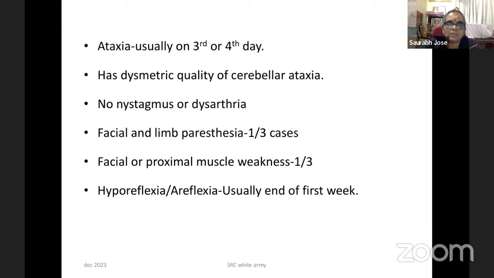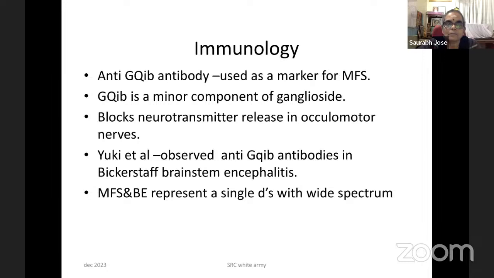Facial and limb paresthesia can be there. Facial and proximal muscle weakness can be there. Hyporeflexia, areflexia usually sets in by the end of the first week. And immunologically, anti-GQ1b antibody is positive, and it's a minor component of the gangliosides. It blocks neurotransmitter release in the oculomotor nerves.